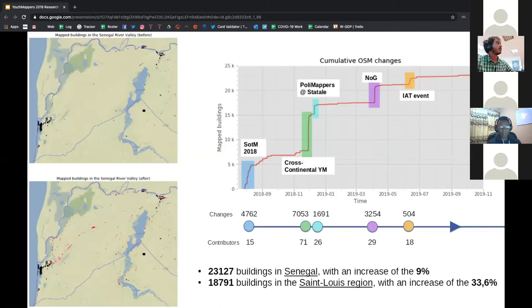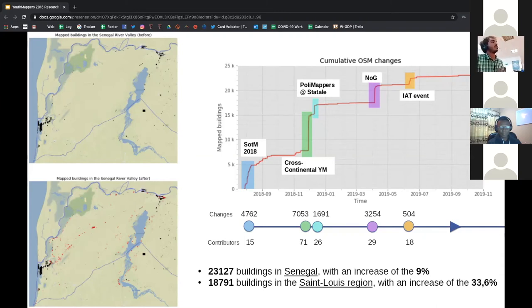On the left, you can see the map of a focus on the Saint Louis region in Senegal, and the black polygons are the houses and the buildings present before our intervention. The red ones are the buildings that all the contributors added, and the contributors at the end of the mapping campaign were around 250, more or less. On the right, you can see a plot of the statistics of the mapped buildings. We mapped a total of 23,000 buildings in Senegal, with an increase of 9% with respect to the previous situation, and also many buildings in Saint Louis, with an increase of 33% of all the buildings that were present in the region.